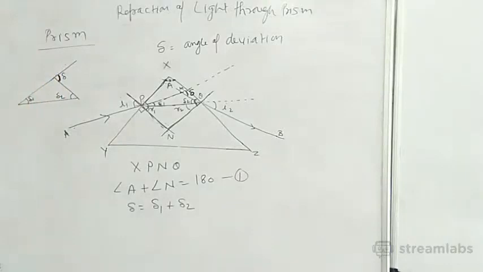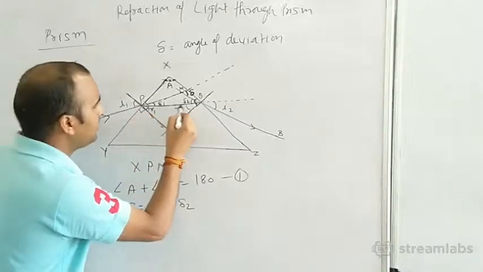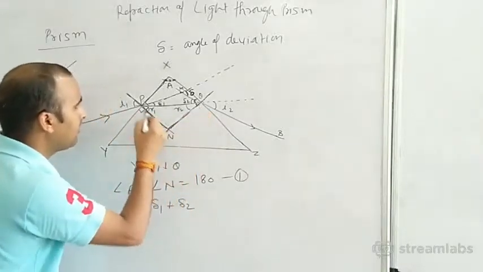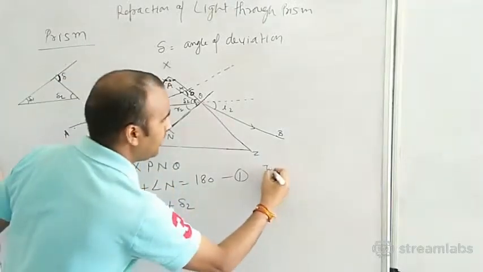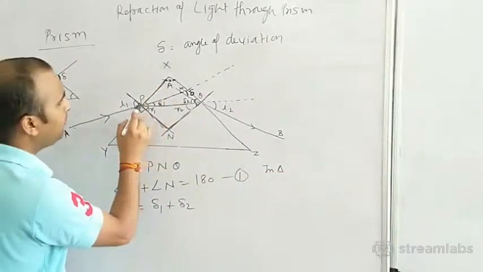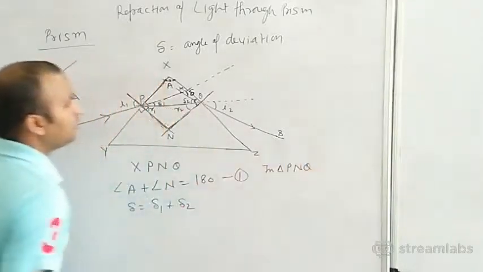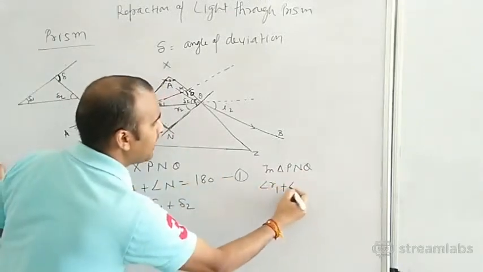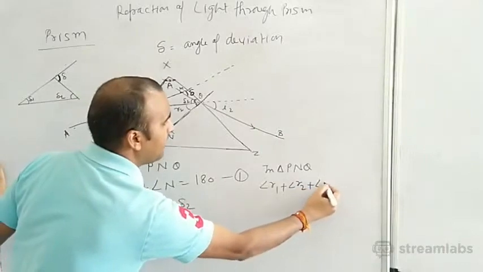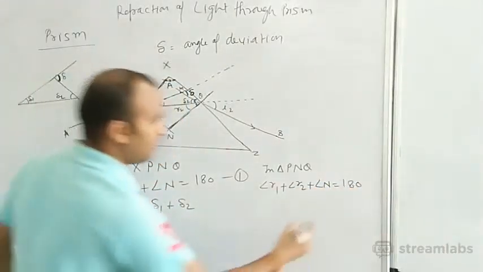ओके, नेक्स्ट कॉन्सेप्ट क्या होगा यहाँ पे, R1 R2. ठीक है, कौन सा ट्राइंगल, दिस इज द ट्राइंगल, ये एक ट्राइंगल बन रहा है यहाँ पे. सो इन ट्राइंगल PNQ, तो PNQ में क्या हो जाएगा, angle of R1 plus angle of R2 plus angle of N is equal to sum of the interior angles equal to 180. So this is equation number 2.